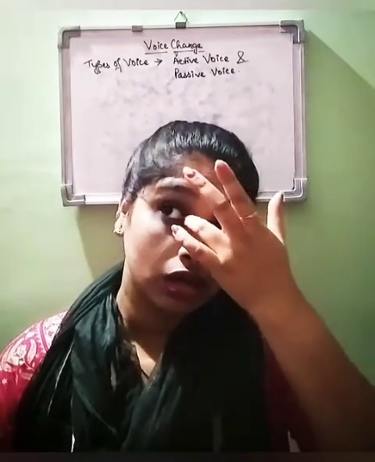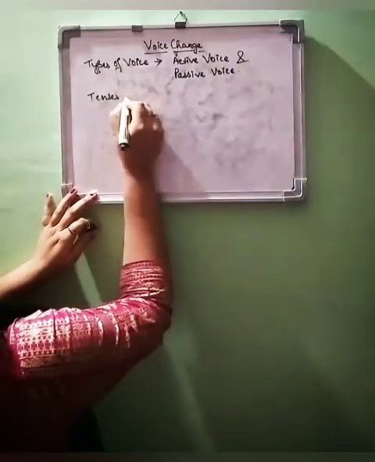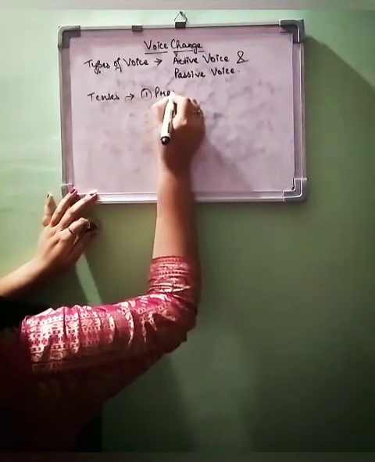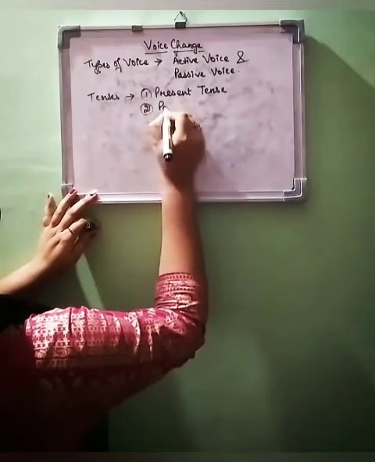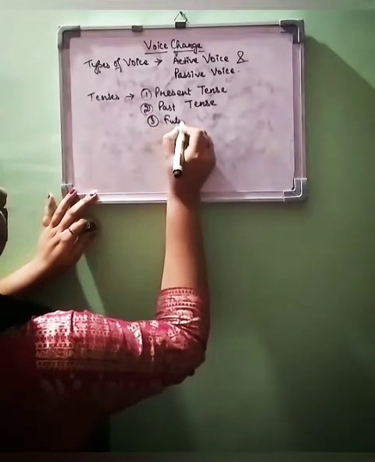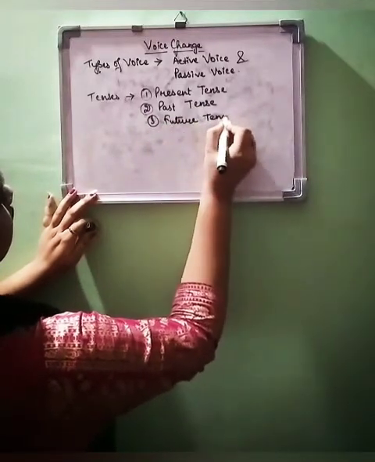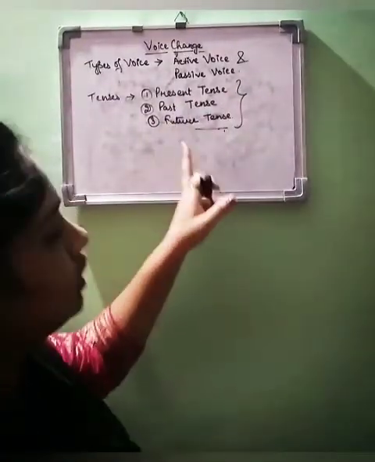As it also focuses on the tense of the verb, how many tenses do we have? We have three kinds of tenses, right? The tenses we have, as you all know, are present tense, past tense, and future tense.